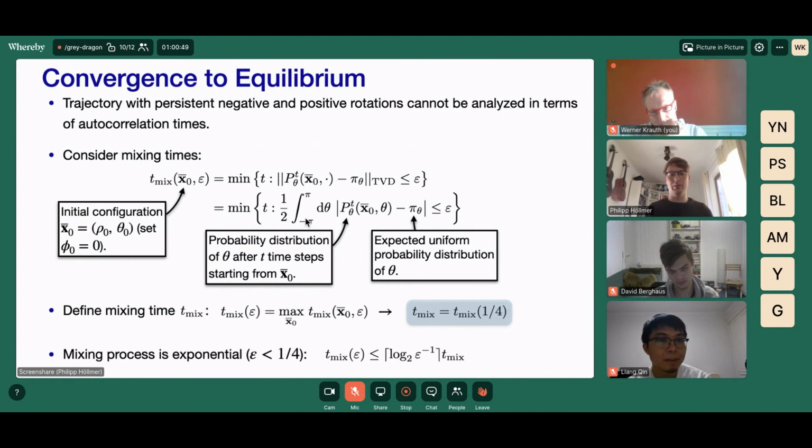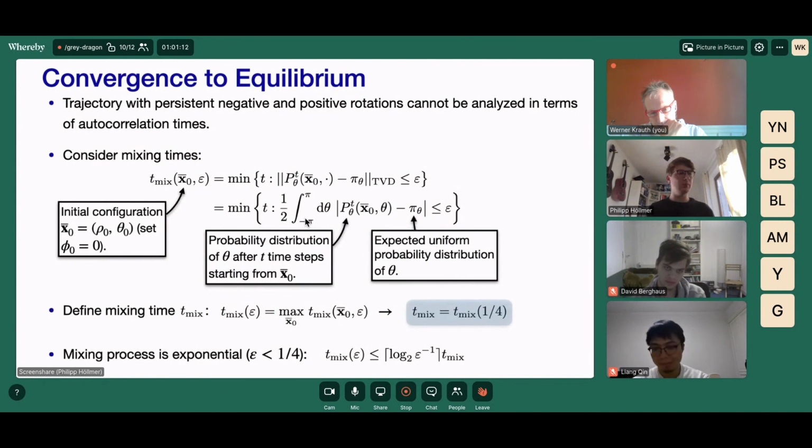This 1/4 is not by accident, because then for any epsilon that is smaller than 1/4, one can show in a very general way that the mixing process has this exponential bound. This statement is true for reversible and non-reversible Markov chains, so this is why we can generally use it.